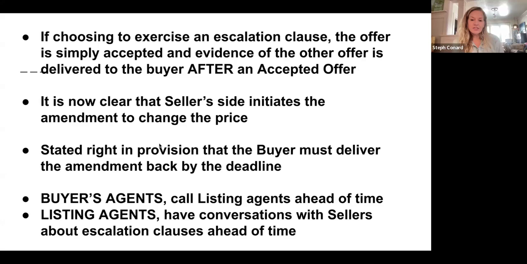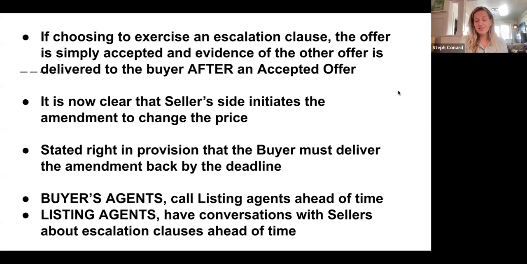Buyer's agents call listing agents ahead of time. Listing agents have conversations with the seller about escalation clauses ahead of time. So I think the reason why we included these comments is that not all listing agents were fans of escalation clauses. A lot of listing agents were like, we just want your highest and best. My seller does not want to mess around with an escalation clause. So as buyer's agents, we want to make sure that we're communicating with the listing agents about whether it would even be agreeable to a seller to receive an offer with an escalation clause. And what we have come to find out is that it wasn't really necessarily the sellers that were having issues with it.